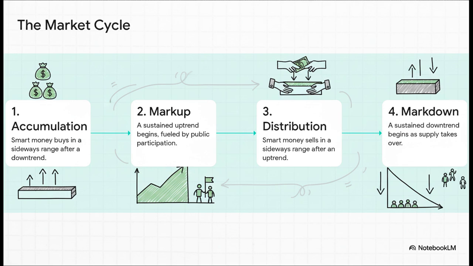This cycle is really the market's repeating story, its natural rhythm. It all starts with accumulation, where smart money is quietly buying in a sideways range. This builds the cause for the markup, the strong, sustained uptrend. Of course, at the peak, we hit distribution, where that same smart money unloads all their positions to the public. And that, in turn, leads to the markdown, the downtrend. And then right at the bottom, the whole process starts all over again.